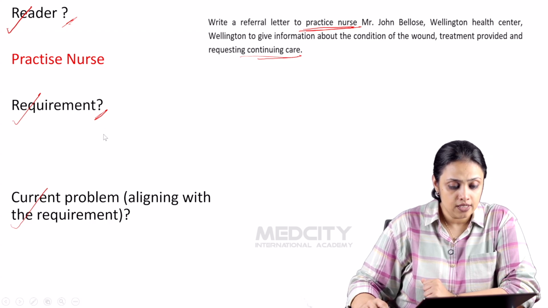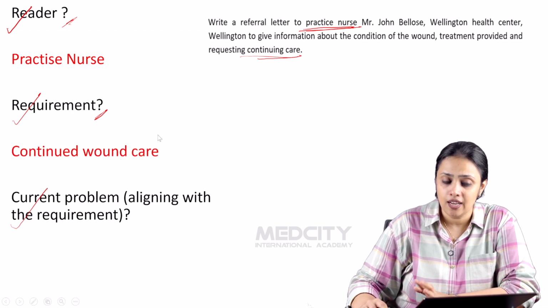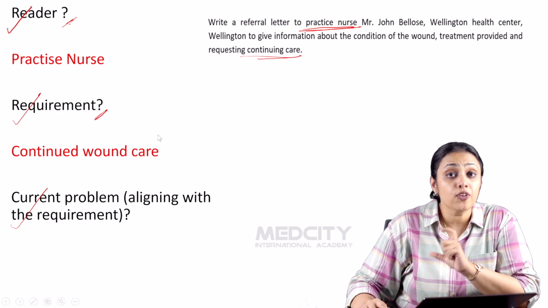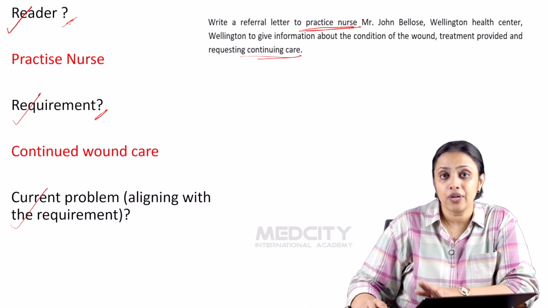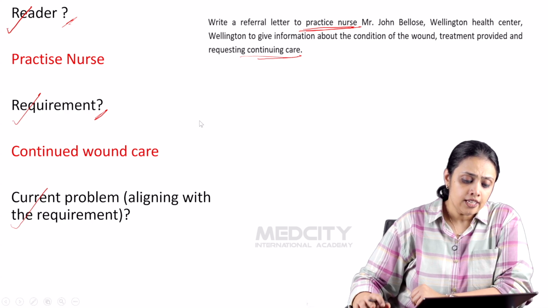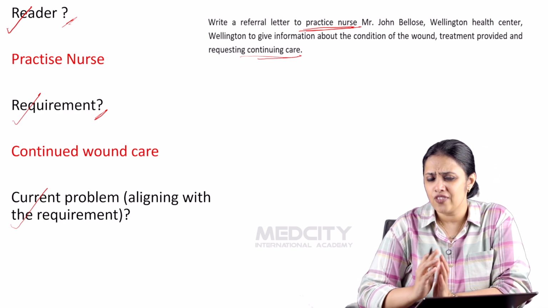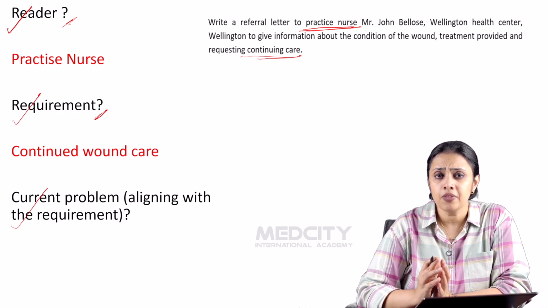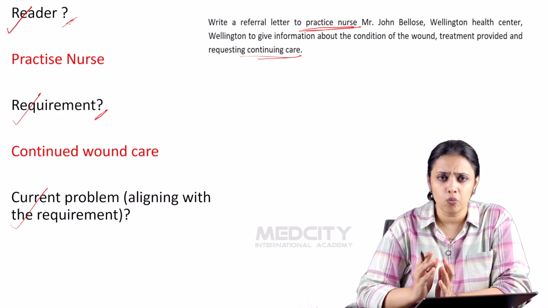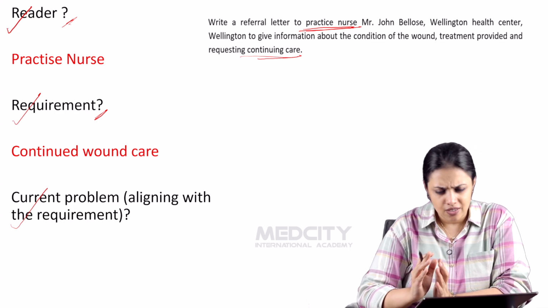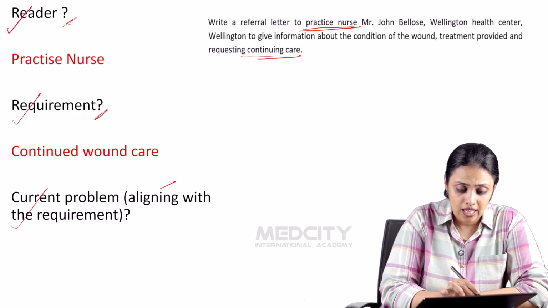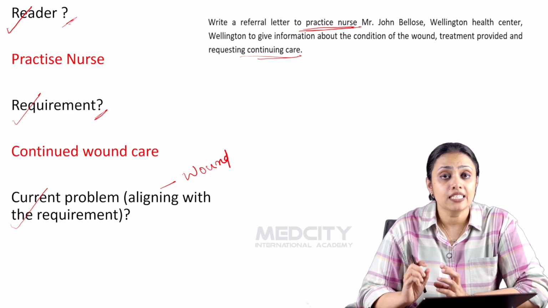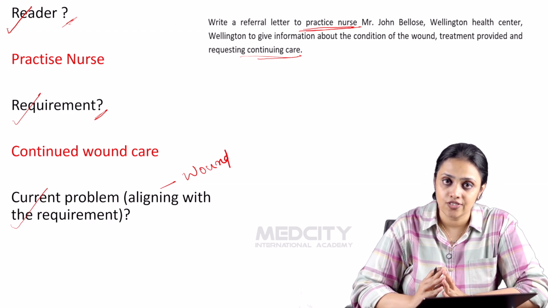Now, the requirement, yes, we have understood it is continued care. For continued wound care, we understand from the plan that the patient has got some sort of wound, and it is for that wound this practice nurse has to provide care and management. Now, regarding the current problem, we are not very sure. By the end of 5 minutes of reading time, we might not have complete clarity on what exactly the problem is, but we might have a vague idea. We can understand that the patient has got a wound, and the exact detail regarding the wound we are not really sure about.